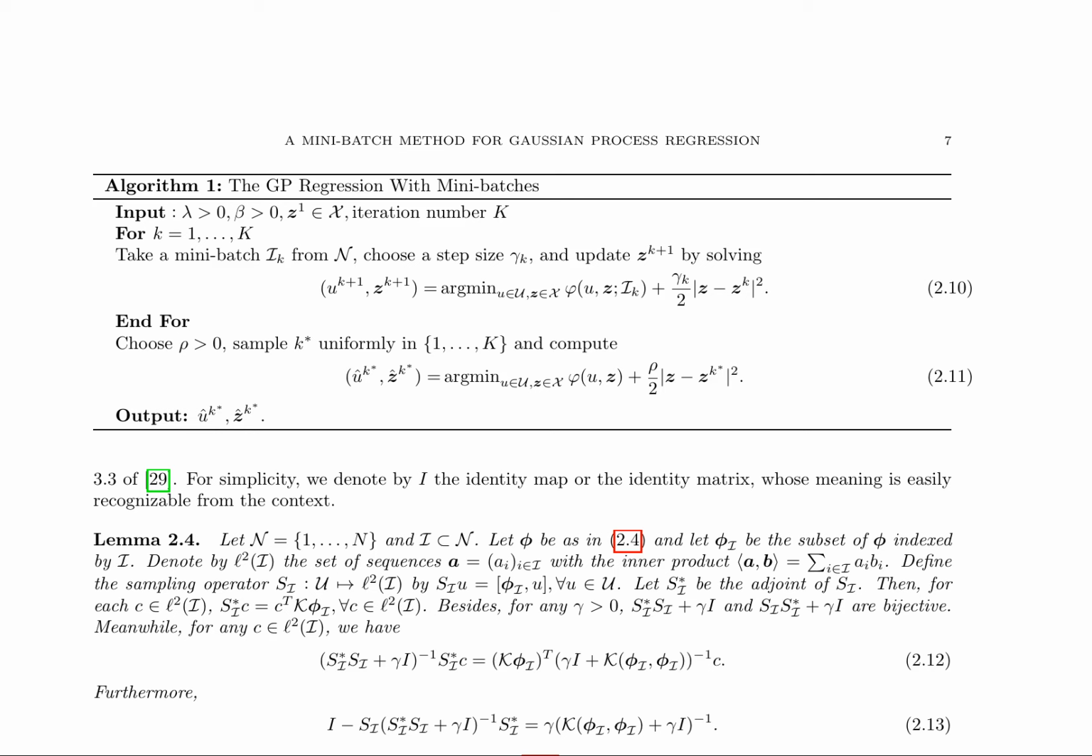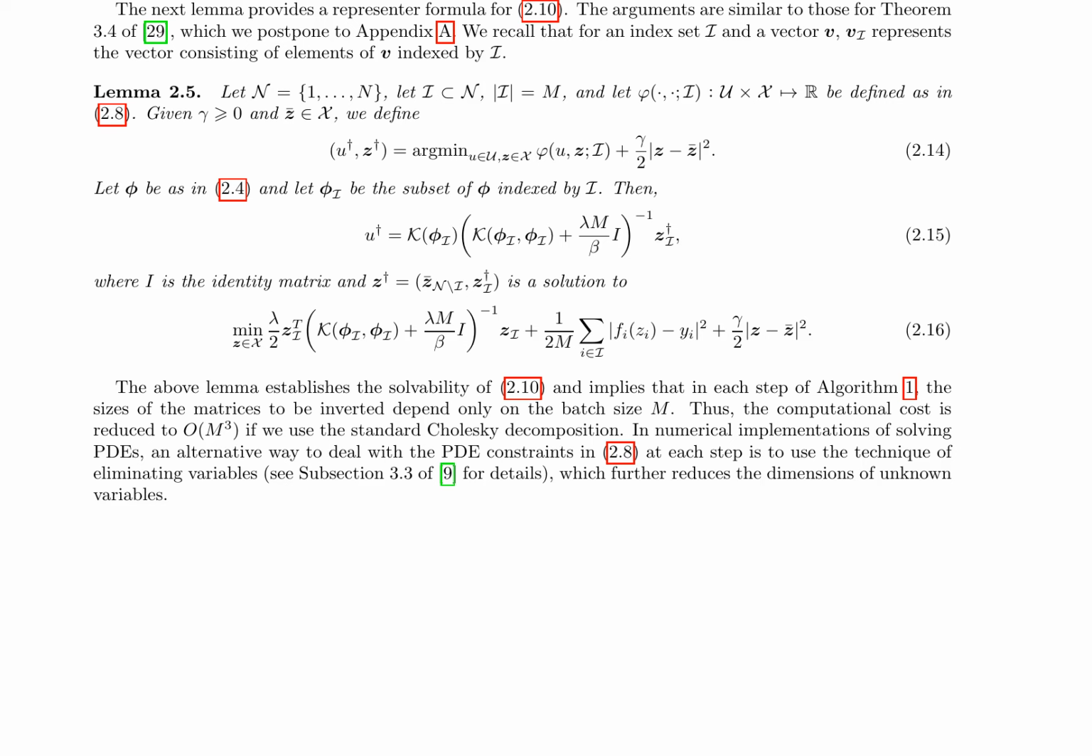The authors also present two lemmas that support the solvability of the optimization problem and provide a representer formula for the solution. This formula, given in equation 2.15, expresses the optimal parameters in terms of kernel matrices and the observed data. It is derived by minimizing the objective function defined in equation 2.14, which includes a regularization term and a data fitting term. The paper discusses an alternative approach to dealing with PDE constraints in the optimization problem, involving the elimination of variables, which can further reduce the dimensions of the unknown variables, making the computation more efficient.